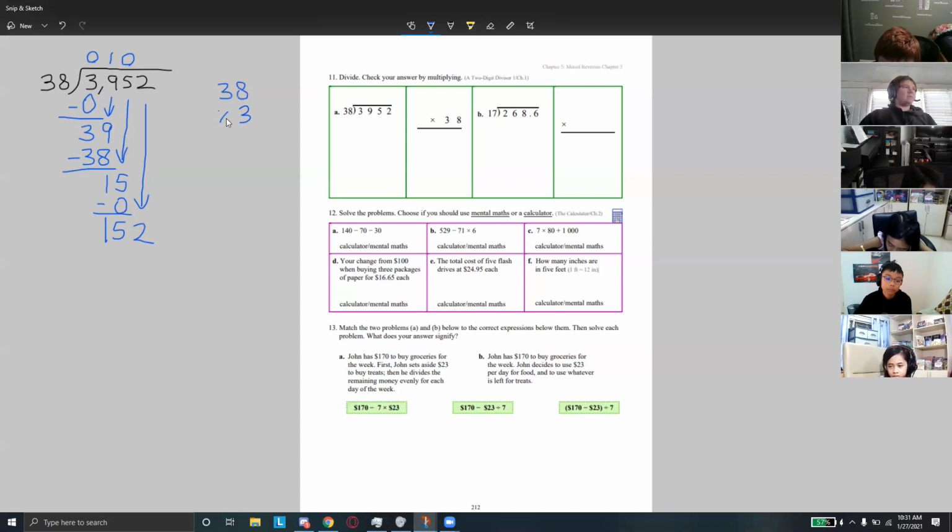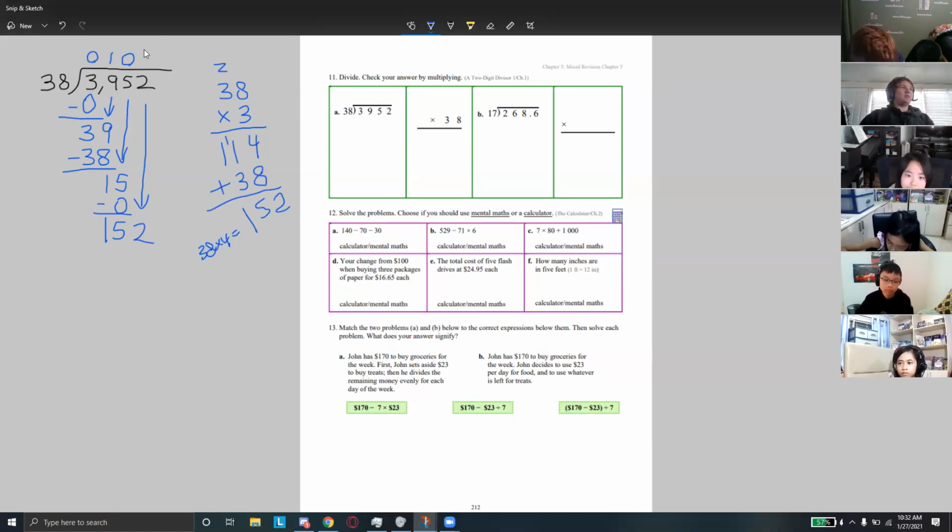38 times 3. 3 times 8 is 24. 3 times 3 is 9 plus 2 is 11. So 114 definitely goes into 152. But if we added 38 to 114, will it still go in? What I'm calculating right here is 38 times 4, because 38 times 3 plus 38 will be 38 times 4. So let's see. 8 plus 4 is going to be 12. Oh, wow! 38 times 4 goes into 152 exactly.